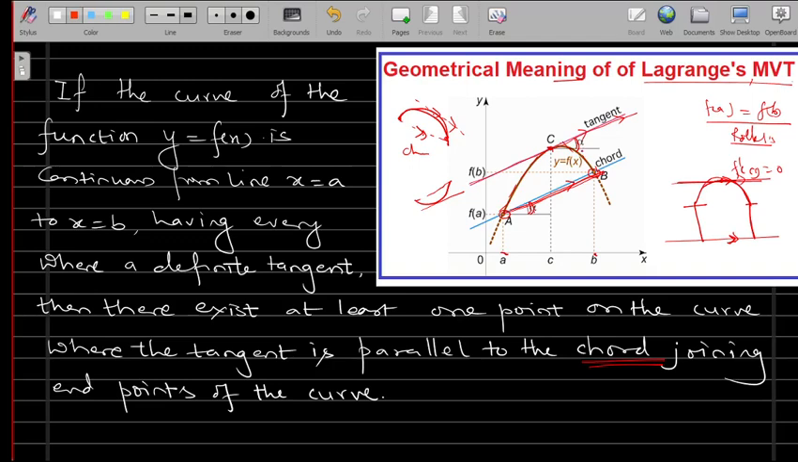But in Lagrange's mean value theorem, there exists a point from where we can draw the tangent whose slope is equal to the slope of the chord joining the endpoints.